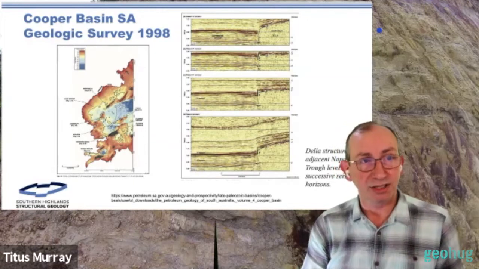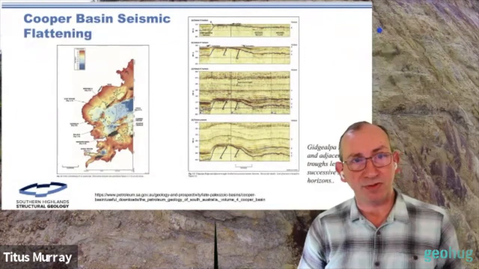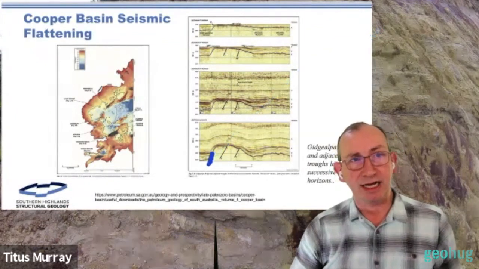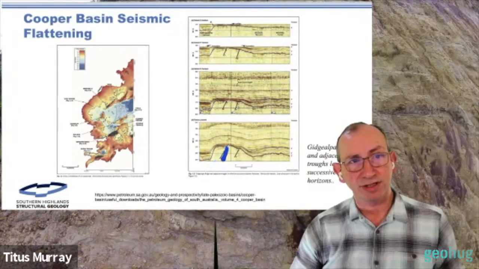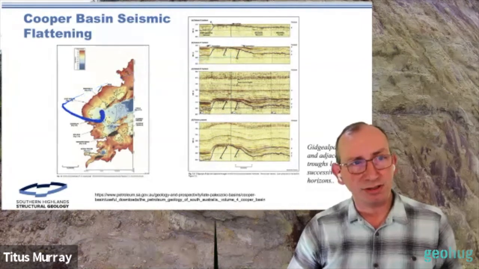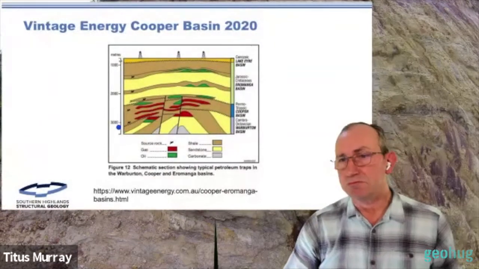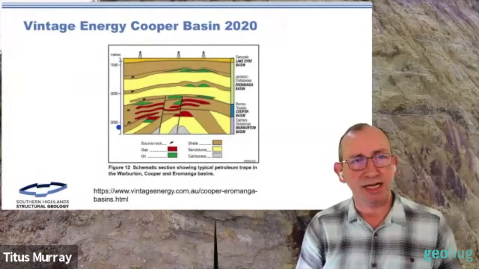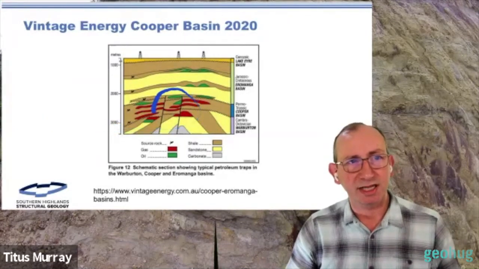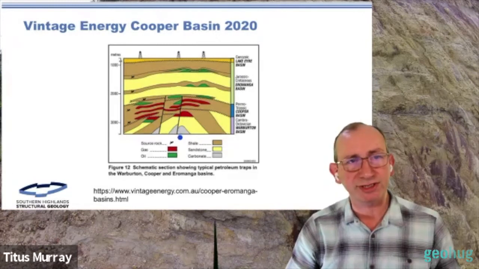Okay, so this is the Della structure. This is one of the major oil fields in the Cooper Basin. This is the Gidjalpa field again. They've gone through and done this vertical shear, this vertical flattening. They've got themselves some normal faults sitting in through here. So these are them in here, the two structures on these ridges. 2020 Vintage Energies prospectus. Again, they've got these 60-degree dipping normal faults through the system.